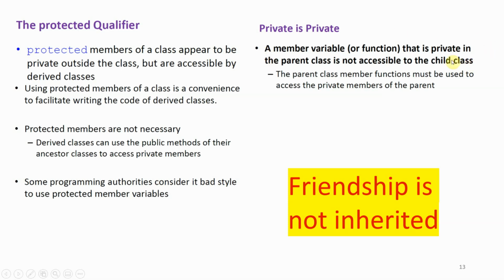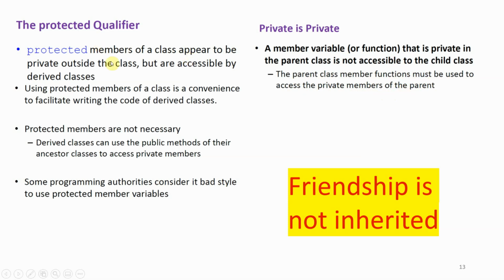I always use this example: let's assume that your father has a car, and the car key is private, so you don't have access to it. If you want to have access to it, you have to use a getter and setter. You have to go through the base class. You have to ask your father, can I borrow the car key, right? So the parent class member functions must be used to access the private members of the parent. Member functions here means setters or getters.